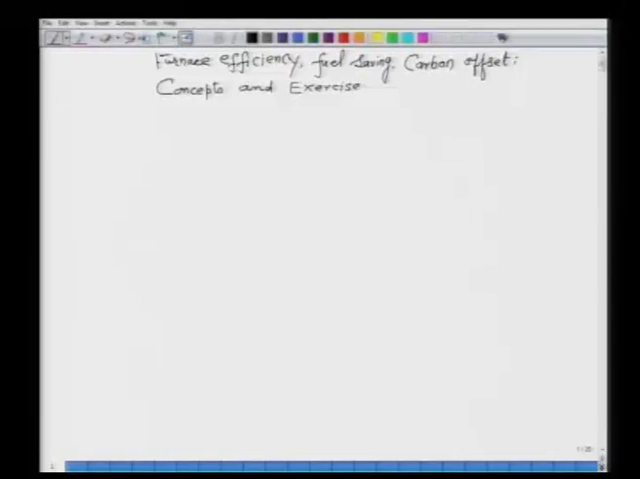In the last lecture, I presented furnace efficiency, fuel saving, carbon offset concepts and exercises. The concepts behind furnace efficiency and fuel saving were presented in that lecture, and I tried to clear the concept by solving some problems.